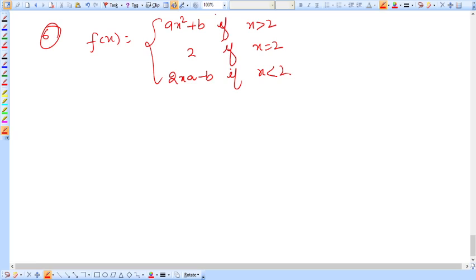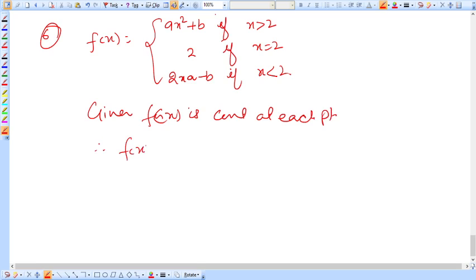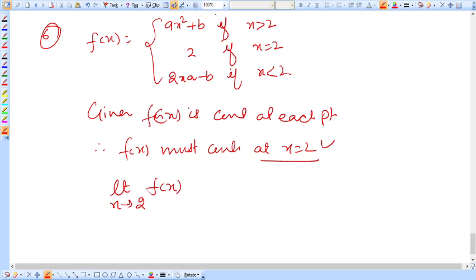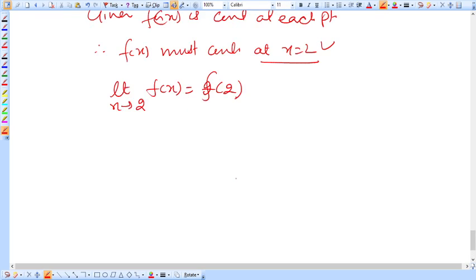If this function is continuous at every point, this function is also continuous at x is equal to 2. Given f of x is continuous at every point, therefore f of x must be continuous at x is equal to 2 also. So therefore limit of x tending to 2 f of x is equal to f of 2, right? So what is the value of f of 2?